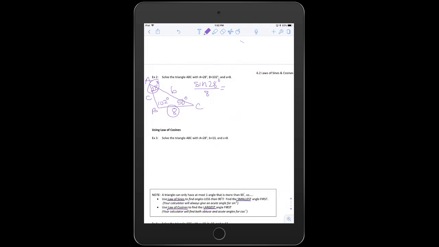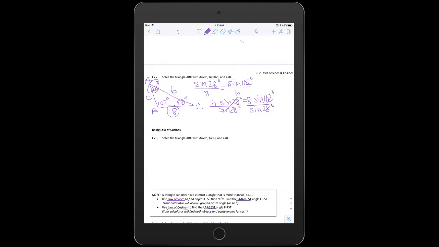Side b is opposite the 102 degree angle, so I set that ratio equal to the sine of 102 divided by its opposite side, which I'm looking for, which is b. So you have this ratio set up, so you cross multiply, and you get b times the sine of 28 degrees equals 8 times the sine of 102. To solve for b, you're going to divide by the sine of 28, which cancels that out there. So b is equal to 8 times the sine of 102.